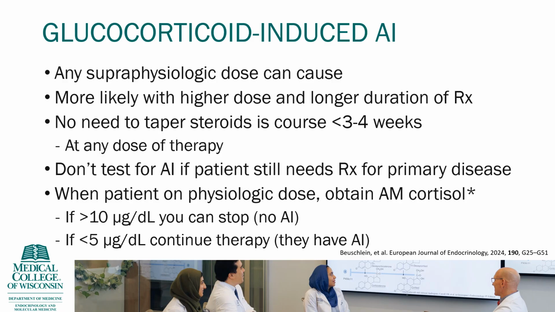Just a word about glucocorticoid-induced adrenal insufficiency. So this causes secondary adrenal insufficiency. It's important to remember that any supraphysiologic dose of glucocorticoid can cause adrenal insufficiency. The higher the dose is and the longer the duration of therapy, the more likely it is to develop adrenal insufficiency. If you have a patient who's on steroids for less than 3 to 4 weeks, really at any dose, there's no need to taper the steroids from a standpoint of adrenal insufficiency. Those steroids can be discontinued and the likelihood of developing adrenal insufficiency is extremely low.